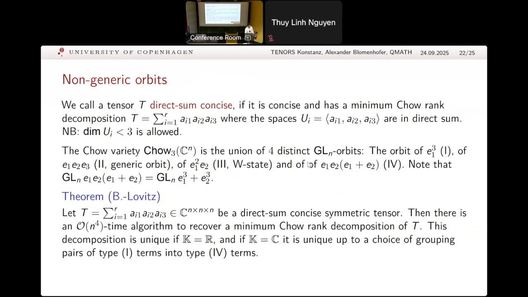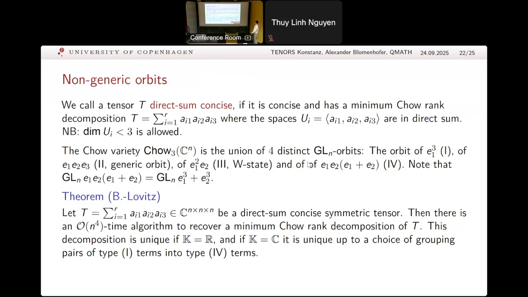And maybe you want to also look at non-generic orbits, because right now we were looking at the setting where the AI1, AI2, AI3 are all linearly independent. But there are also a few other orbits in the Joe rank. For instance, the Joe variety contains the orbit of E1, E2, E3, where all are linearly independent. It contains the orbit of the W state, and it contains this other strange orbit.